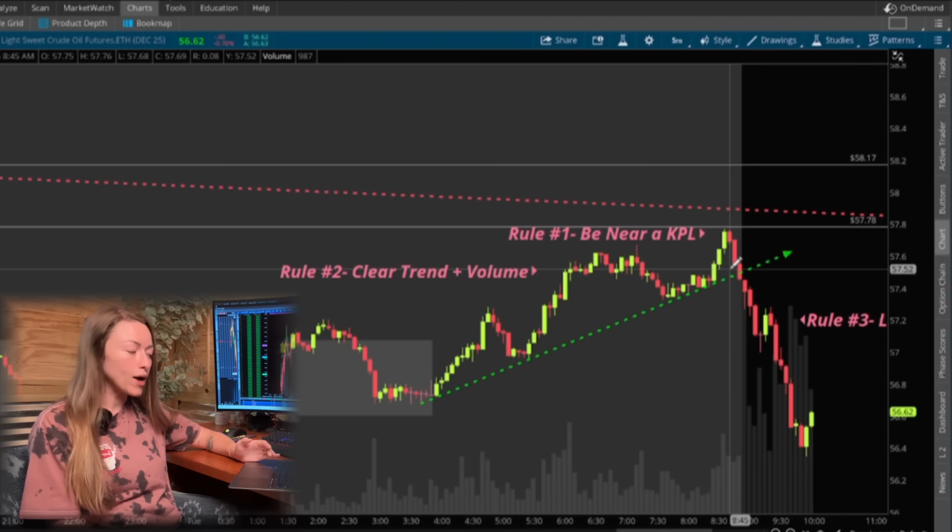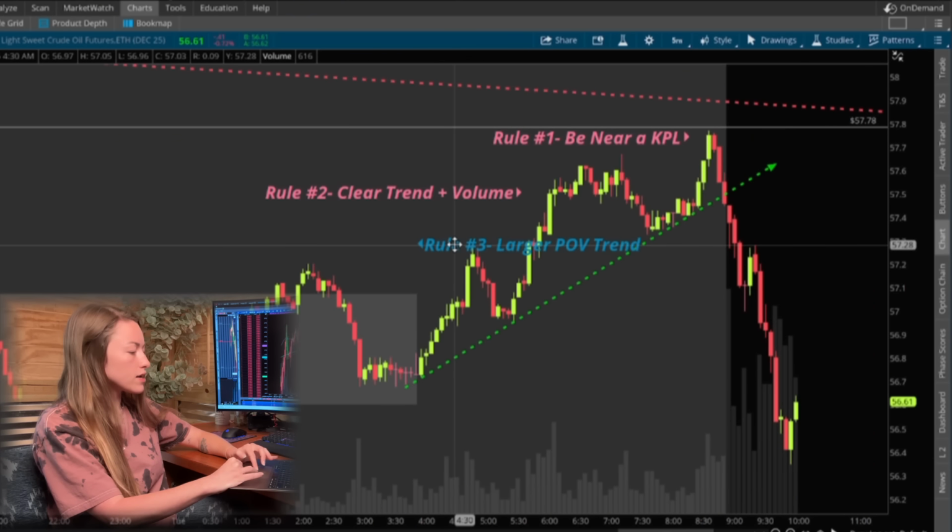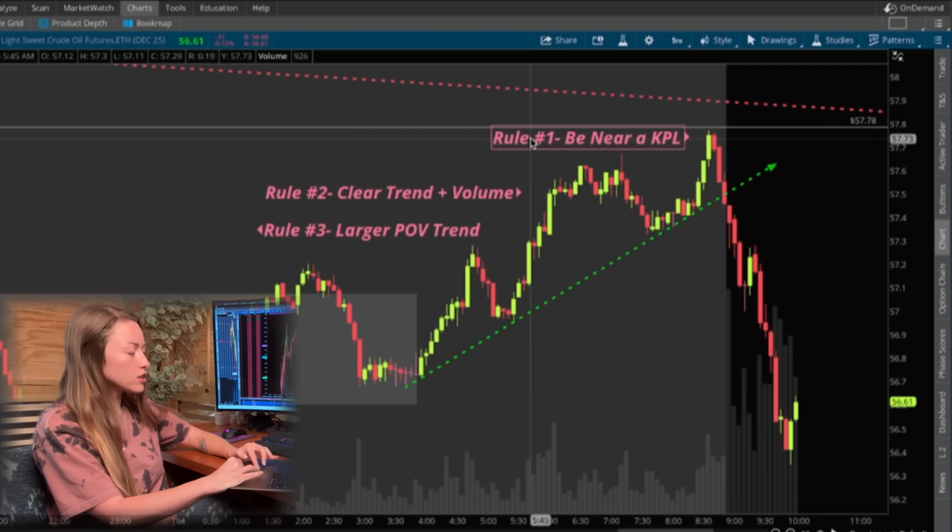Why is that? Why was the downtrend so much faster than the uptrend? Because the larger trend is down. I hope that makes sense. So let me get these all organized for you guys in a clear little picture.